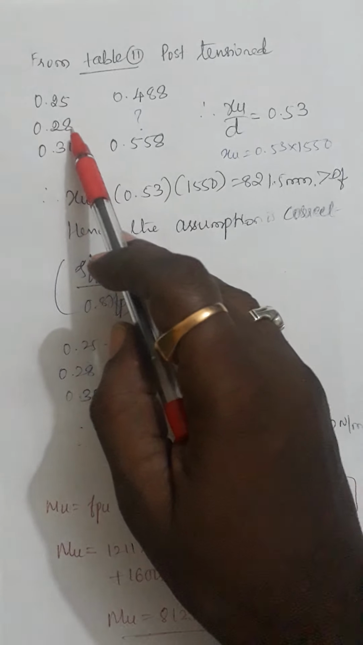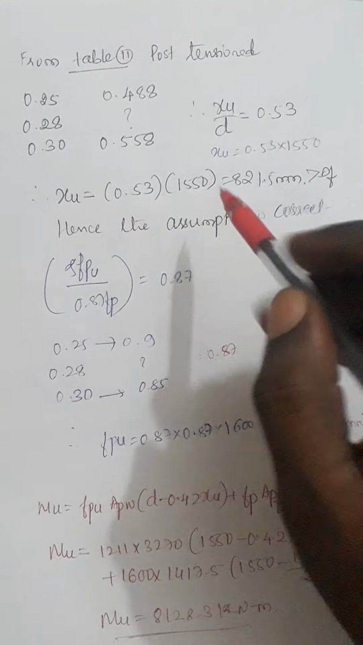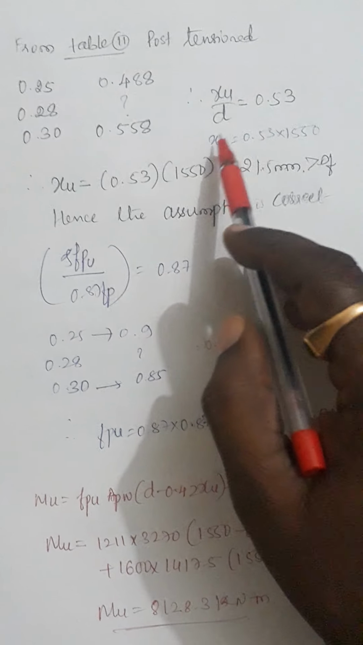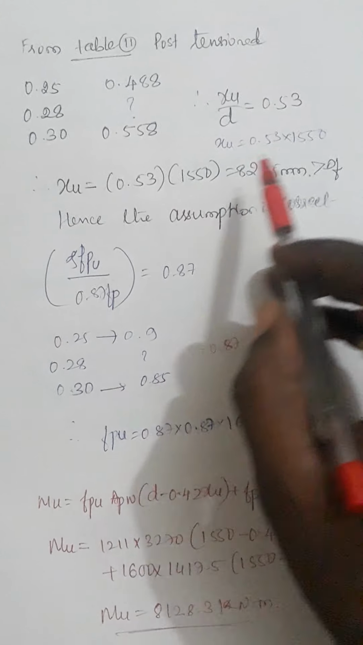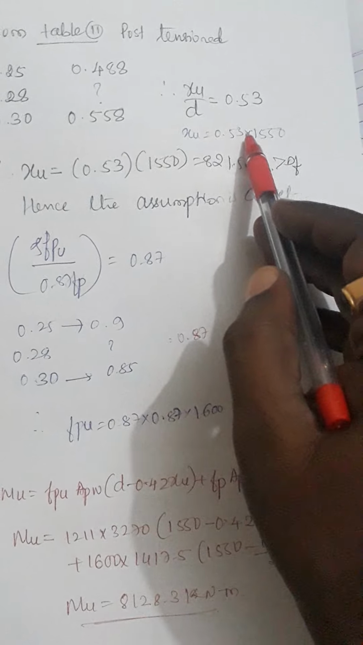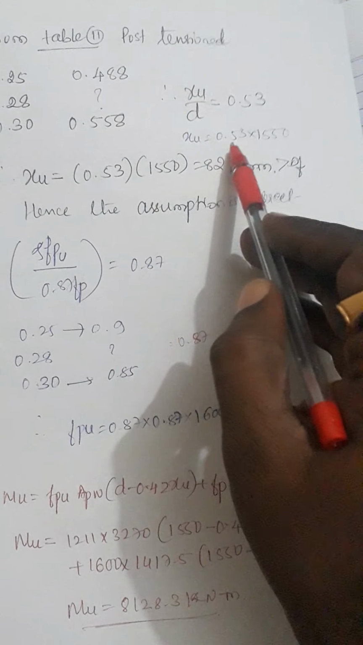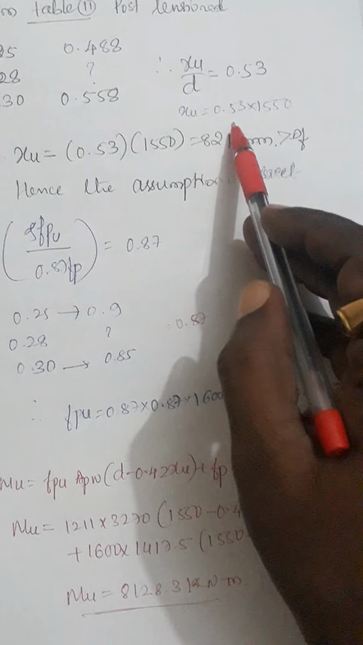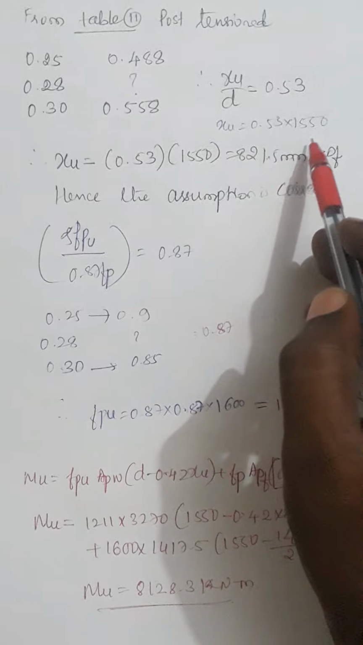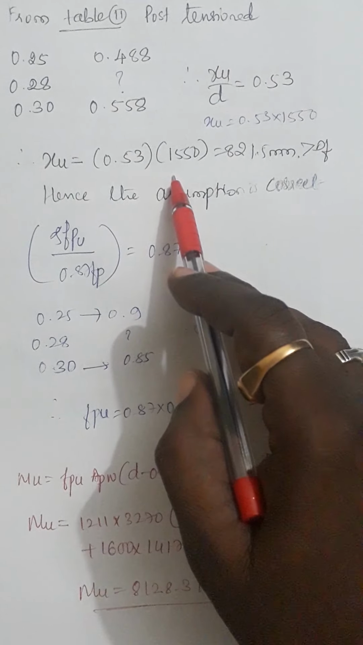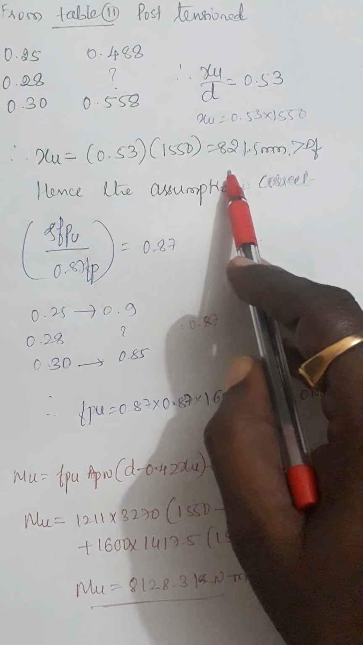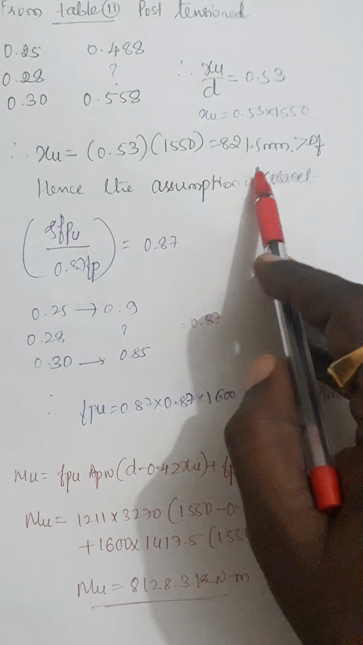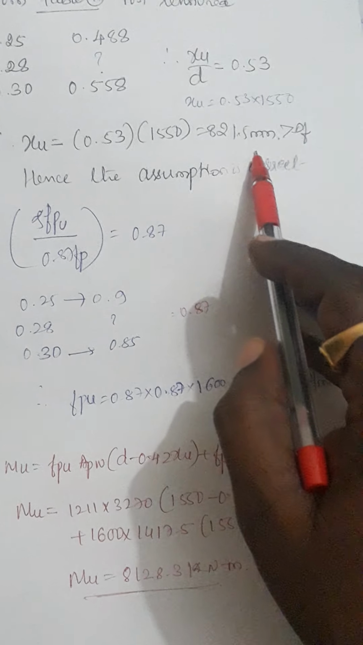So for 0.28 how much, by interpolation you have to find. After interpolating we get this value as 0.53. So that is XU upon D equal to 0.53. Therefore XU is equal to 0.53 into effective depth, that is 0.53 into 1550. So XU equals 0.53 into 1550, that is equal to 821.5 mm.